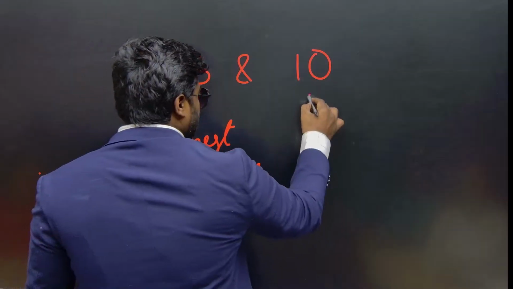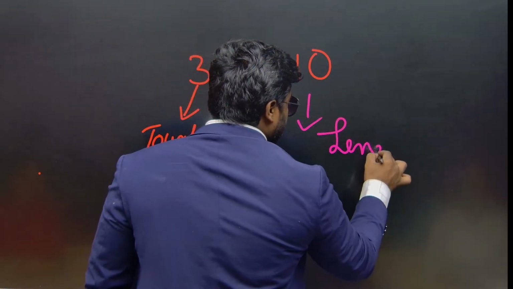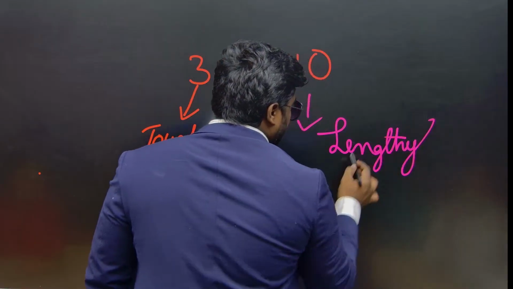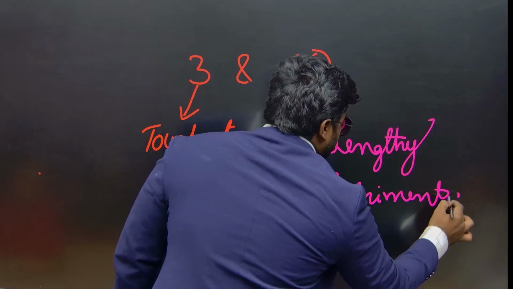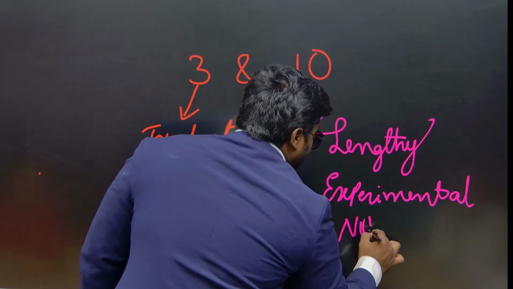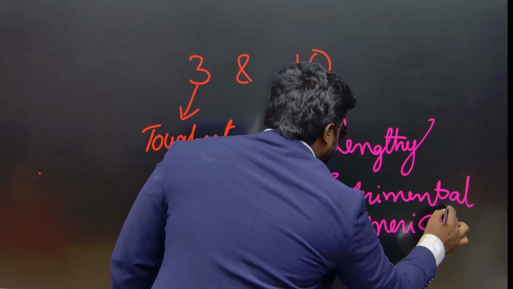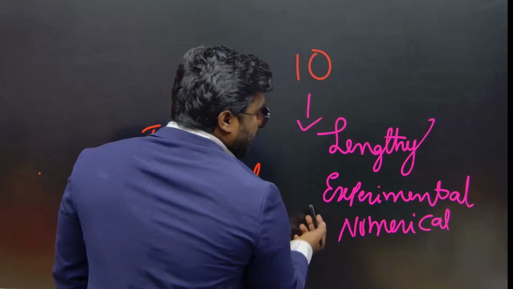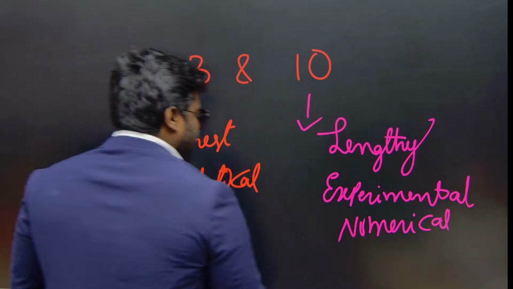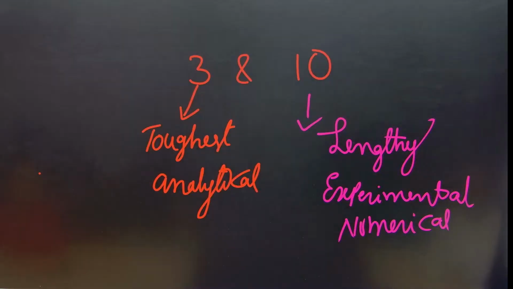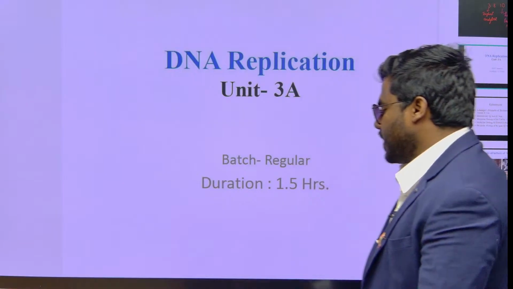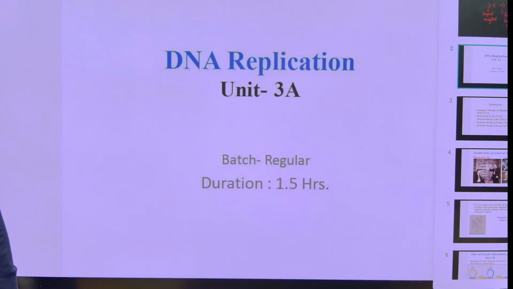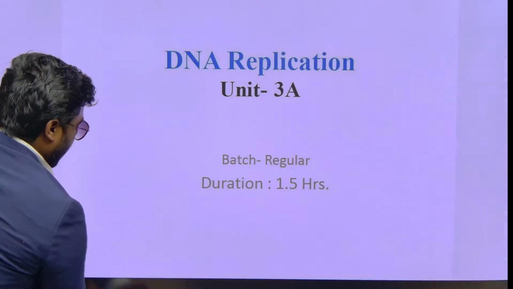And when it comes to unit 10, it is very lengthy and experimental. Surprisingly, in ecology more numerical questions will also come, at least two numericals will surely appear in ecology. So first we will start with the most important unit, that is unit 3. After the first class gets over, we will go through unit 10. Okay, everyone please continue.